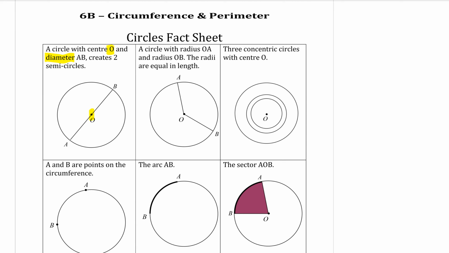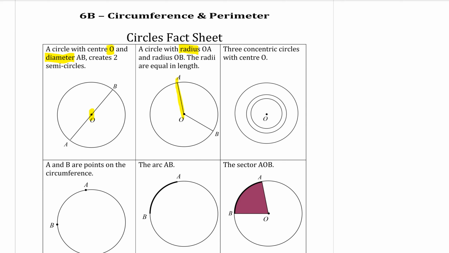A circle with a radius of OA. So radius means from the center to an edge. That's a radius in there. We also have another radius here from O to B. They would be equal in length because the radius is equal everywhere around that circle.